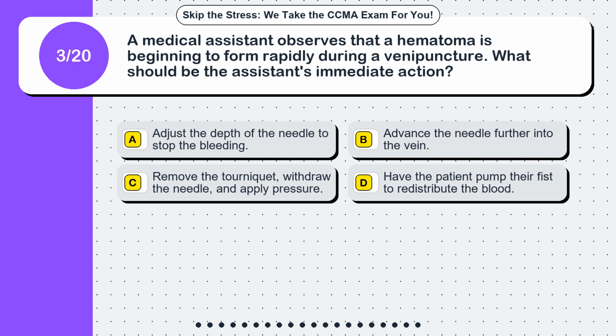Question 3. A medical assistant observes that a hematoma is beginning to form rapidly during a venipuncture. What should be the assistant's immediate action? Option A, adjust the depth of the needle to stop the bleeding. Option B, advance the needle further into the vein. Option C, remove the tourniquet, withdraw the needle, and apply pressure. Option D, have the patient pump their fist to redistribute the blood.